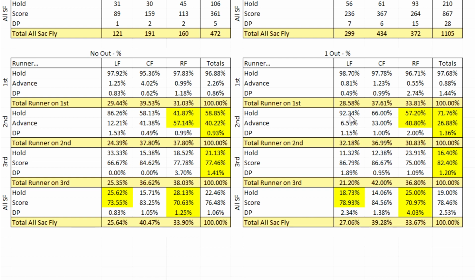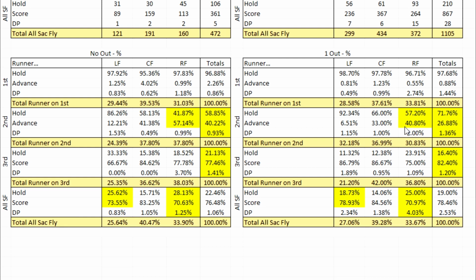So again, balls hit to left, 92% of the time he's holding now. 66% of the time when the ball's hit to center. So 2/3 of the time when the ball's hit to center, he's holding. And now, balls hit to right, whereas before, with no outs, he was advancing almost 60% of the time, now he's holding almost 60% of the time and only advancing 40%. So now we're getting into a case where the difference between no outs and 1 out is pretty apparent. A lot more likely to hold that runner at second base.